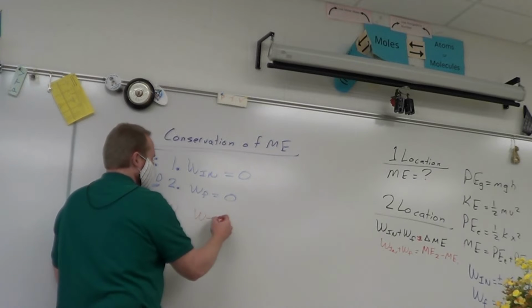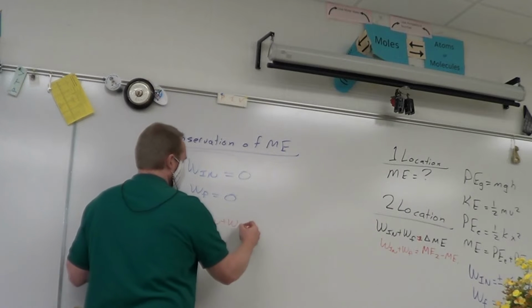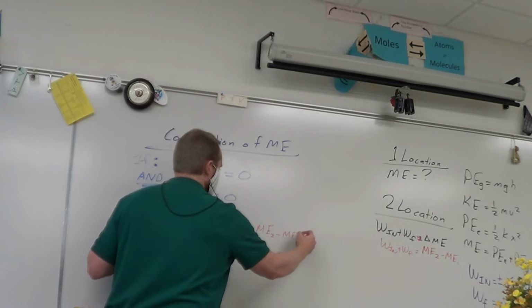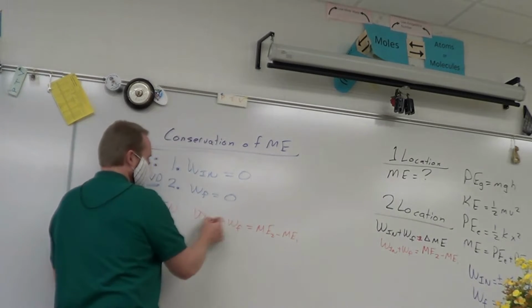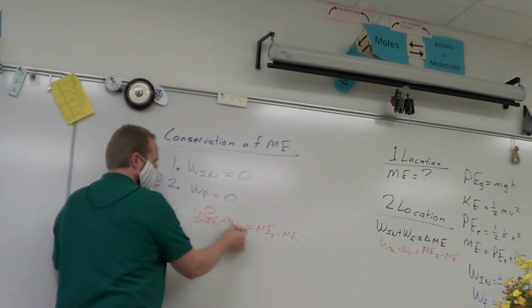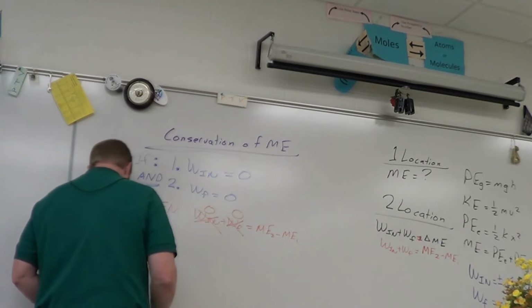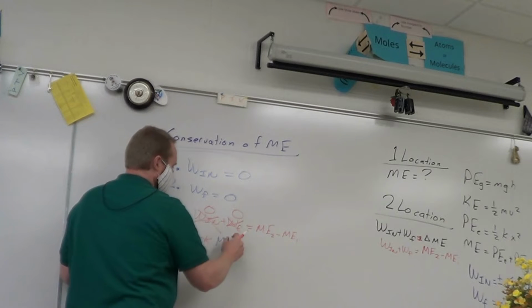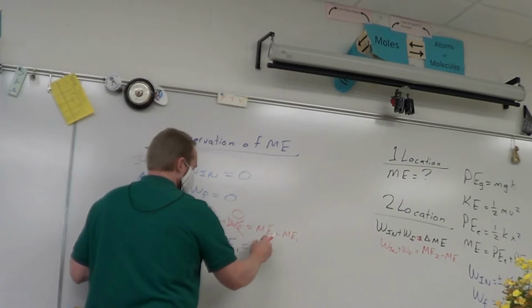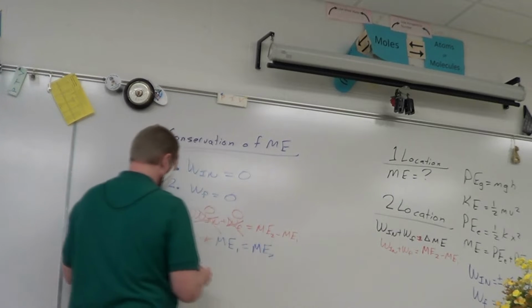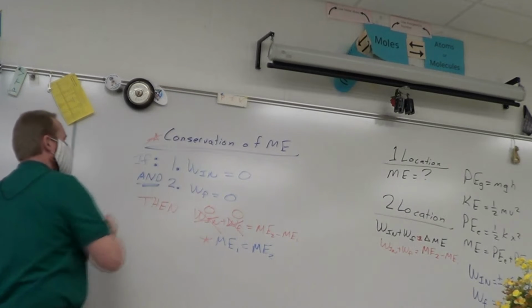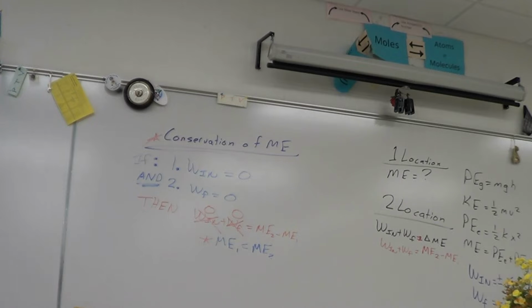And the idea is if we take our work in and our work done by friction, we can set that equal to ME2 minus ME1. But if my work in is 0, and if my work done by friction is equal to 0, we do a little bit of algebra, and I add ME1 to both sides. I get conservation of mechanical energy, which is ME1 is equal to ME2.